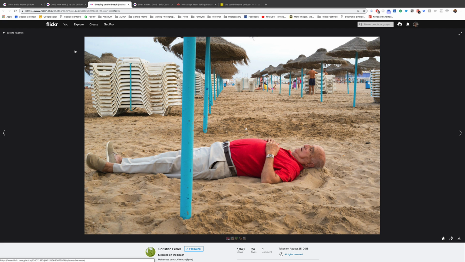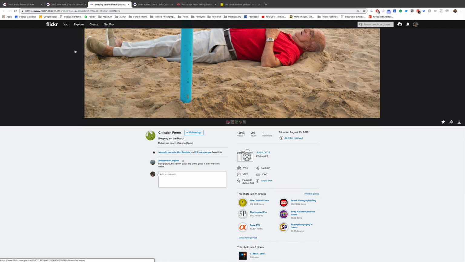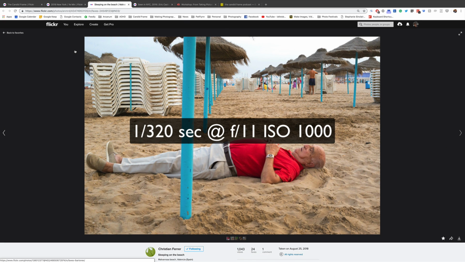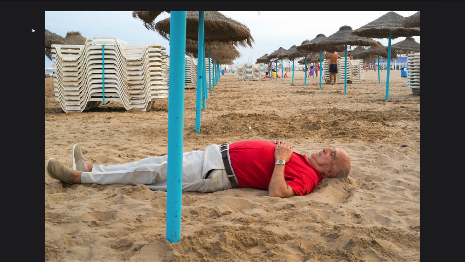Okay, here we have a shot by Christian Ferrer. This was created with a Sony A7S at 320th of a second at f11, ISO 1000. So here we have a guy who's just resting at the beach. It's a scene that we've all seen many, many times.